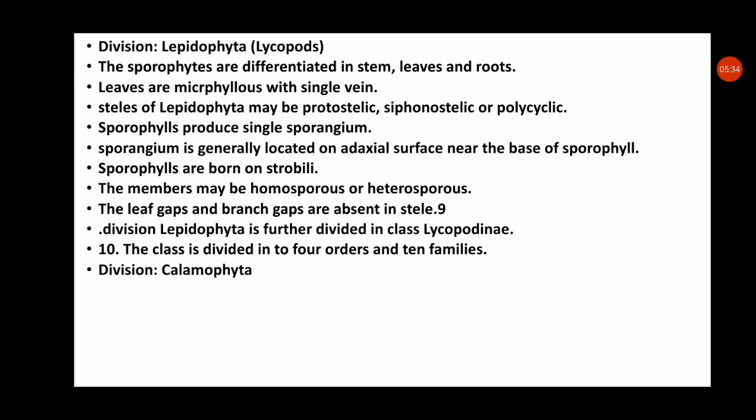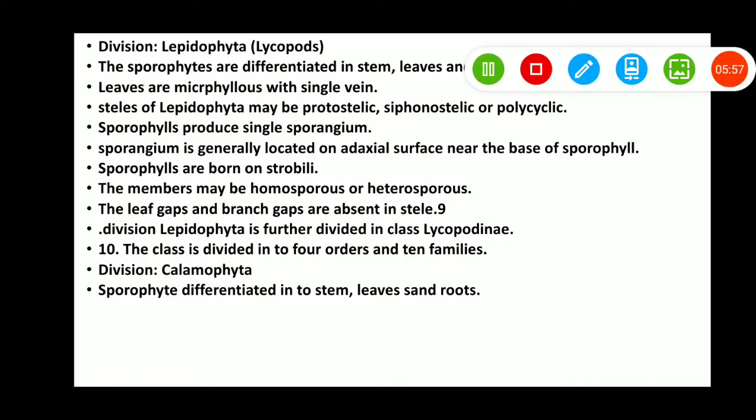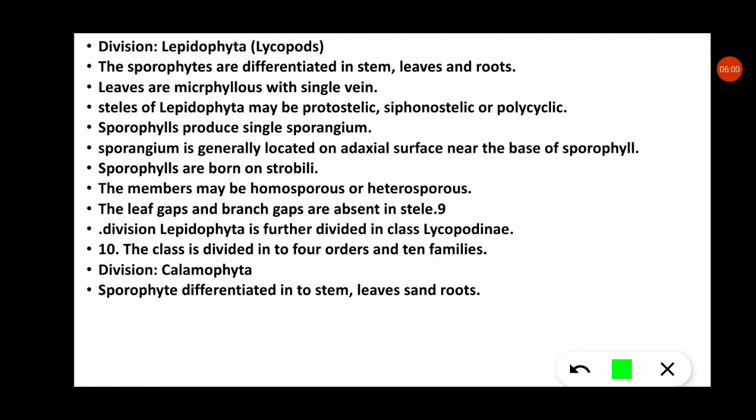The next division is the division Chlamydophyta. What are the distinguishing characters of this division? Now we can see how the division differs from the division Lepidophyta and other Pteridophyta. The first character is the sporophyte. Here it is the same as in Lepidophyta. The plant members that come under this division have a sporophyte differentiated into stem, leaves and root. The plant body is well divided into root, stem and leaves.